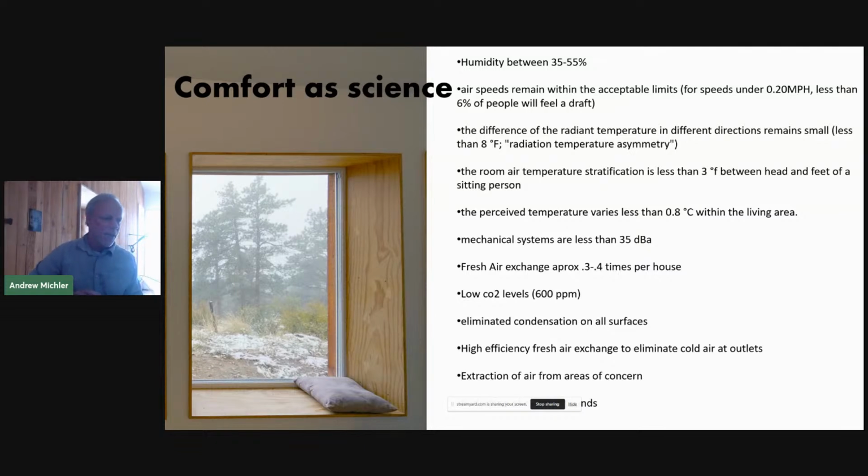The mechanical system has to be very quiet, 35 decibels. You're probably not even going to hear that unless you're right next to the equipment. So very, very quiet. That's the first thing people actually comment on in my Passive House, the quietness of the space. We usually like to change the air at least once every 3 hours, typically more than that.